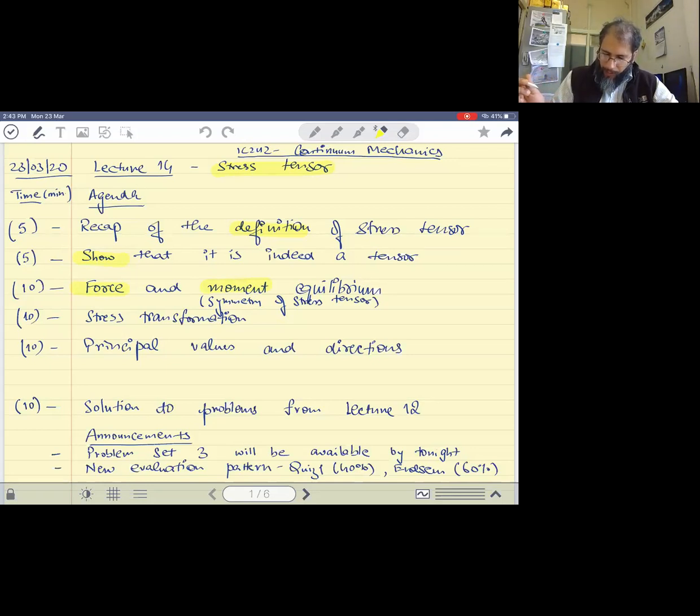Then last time there was a feedback asking me to please discuss the solution to the problems from lecture number 12, which was the last lecture in the mathematical background on tensor calculus. So I can start with that solution, and then I can start with the stress tensor discussion. But before that, there are two announcements.